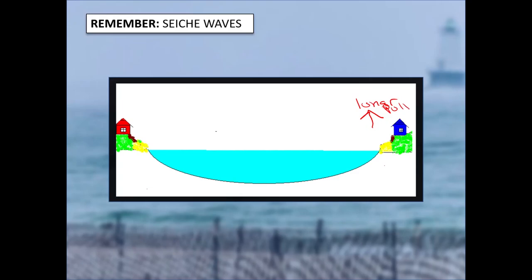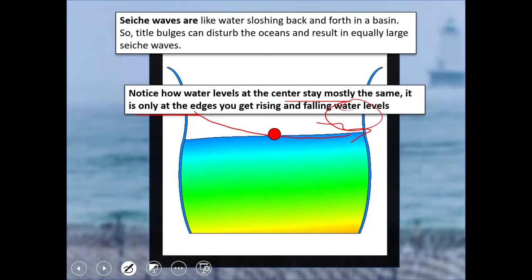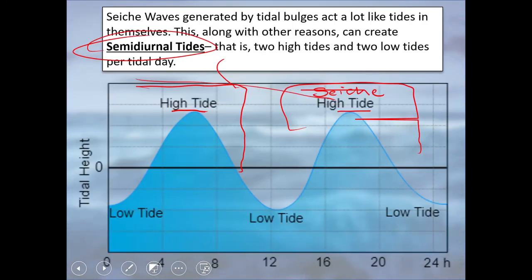And then it'll cause this sloshing in the basin. The wave will go back this way and it'll come back, right? And it will rise for a second time. So there you get a first high tide, second high tide. And that second high tide is really just the seiche wave. It's just the seiche wave that's returning back to the shore.